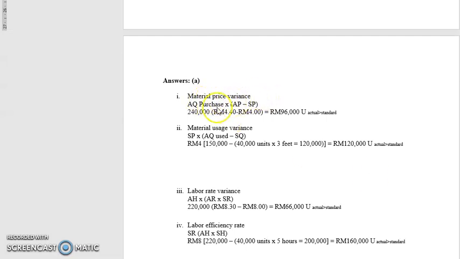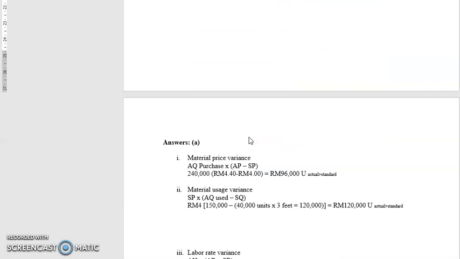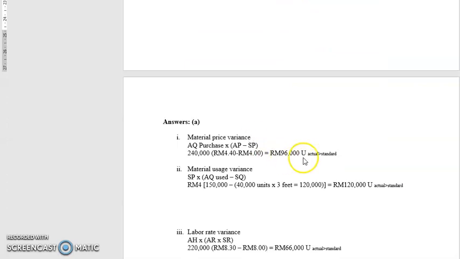Material price variance: actual quantity purchased times actual price minus standard price. So you put the actual quantity purchased. If you have two pieces of information, material purchased and material used, you have to take the material purchased. So you get RM96,000, unfavorable. Material usage variance: standard price times actual quantity used minus standard quantity. You put all the figures and you get RM120,000 unfavorable.